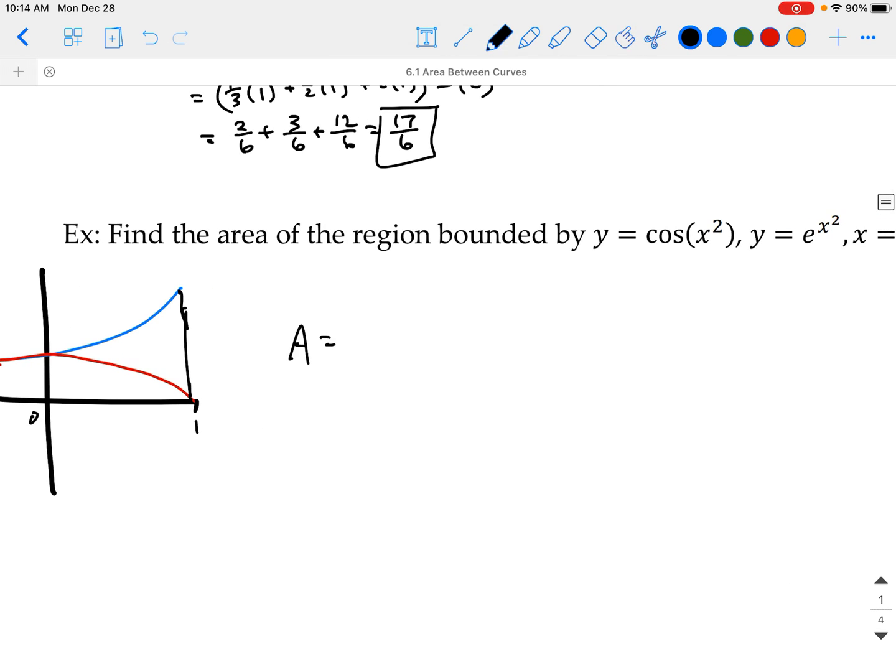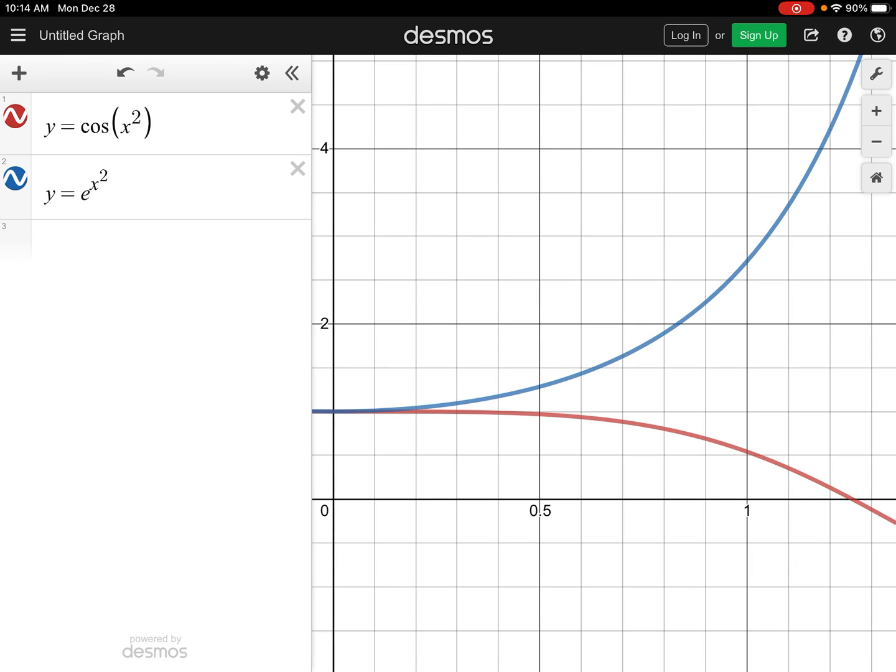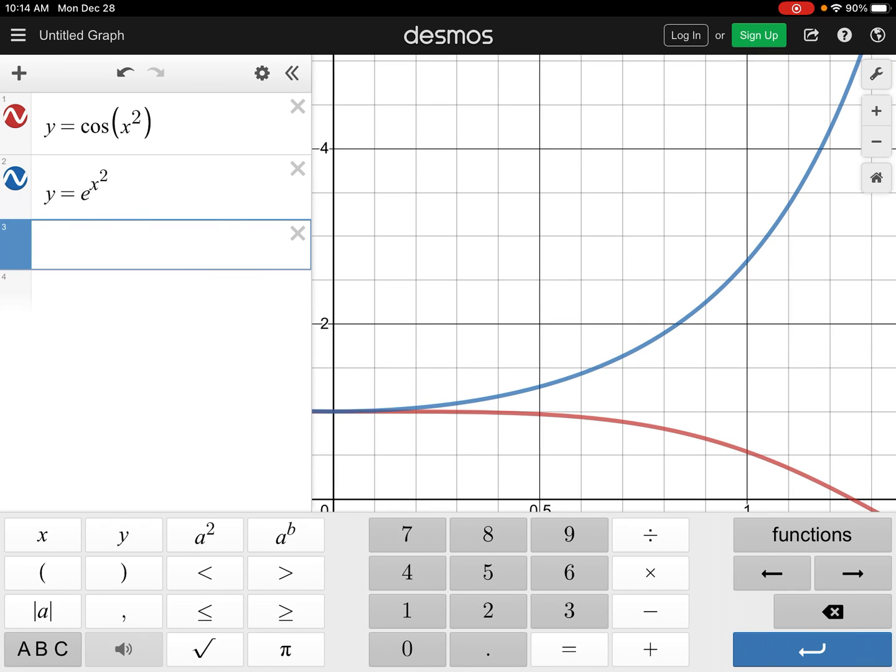So our area is going to equal the integral from 0 to 1 of e to the x squared minus cosine of x squared. Now, both of these functions are not functions that we can integrate by hand. So we can use a graphing calculator to evaluate this. So let's go ahead. I'll use Desmos, but you can put this into your graphing calculator.